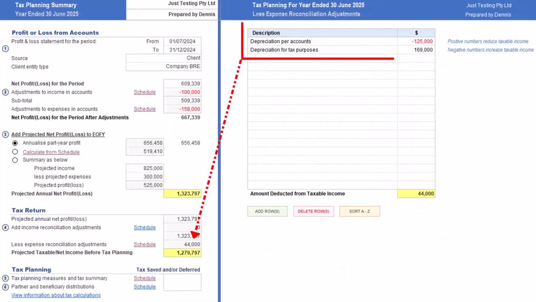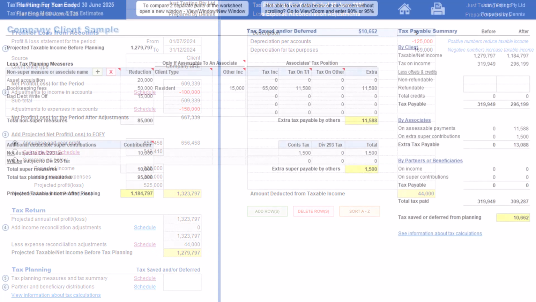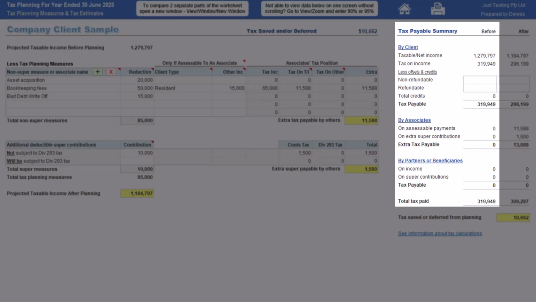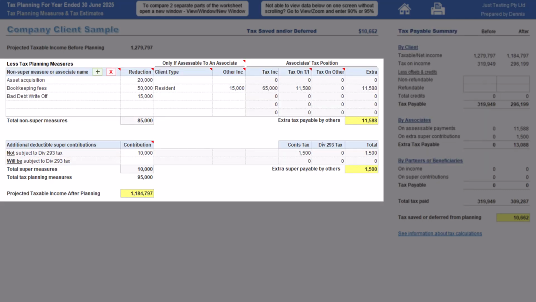At step 4, you enter tax reconciliation adjustments. In our example, I've added back depreciation in the accounts and shown depreciation for tax purposes to arrive at a projected taxable income. So at step 5, you explore some tax planning measures. Before tax planning, the projected taxable income and tax payable is shown on this screen. You propose to purchase some much needed equipment that can be written off, pay bookkeeping fees to a director's partner, write off a bad debt, and make additional super contributions for each of the two directors.